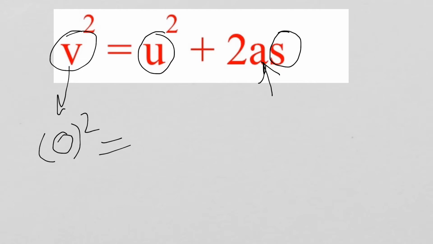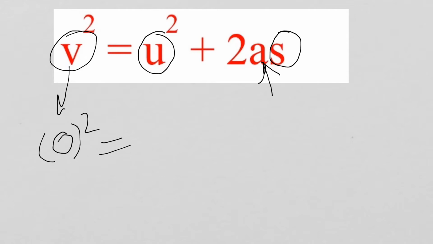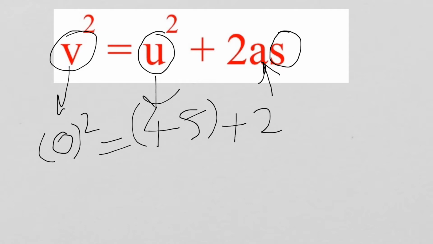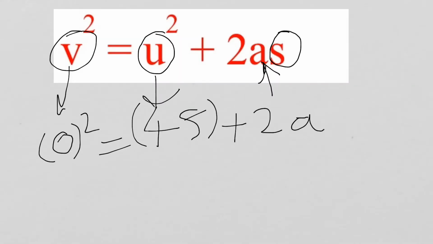Then u square: the bike was running with a speed of 45 meters per second. So we will write that here. Then 2, then acceleration, what we want to find out. And s is the displacement, that is how much distance it has covered after applying the brake, so that is 210 meters. So this value we will put: 2a into 210. So this we will solve and find out acceleration first.